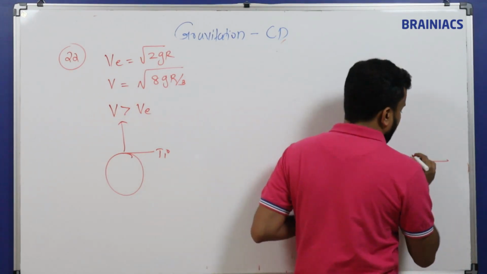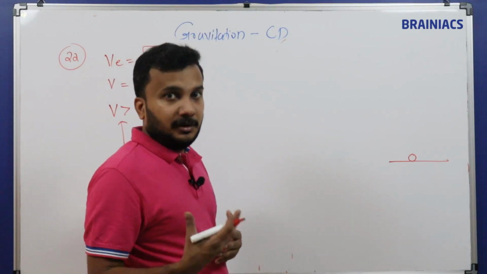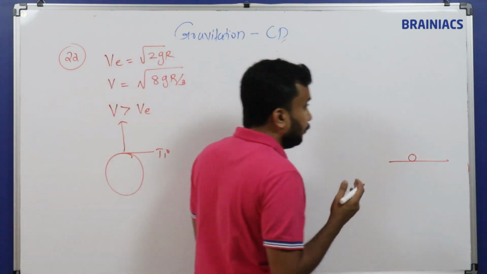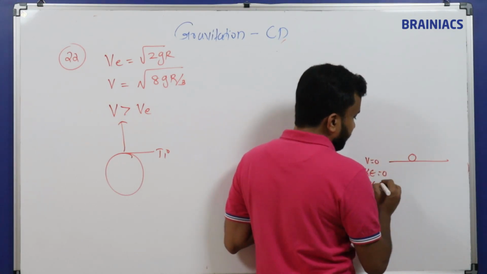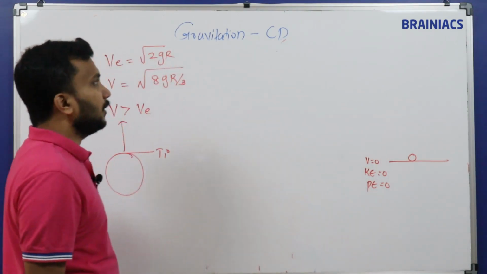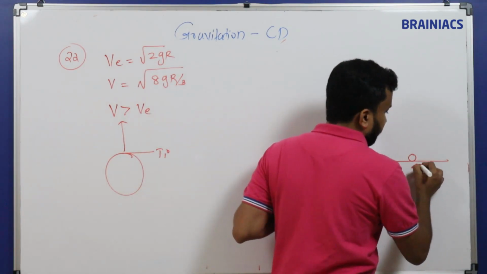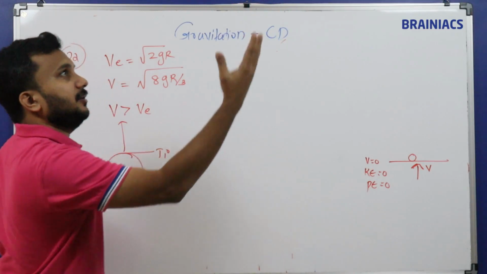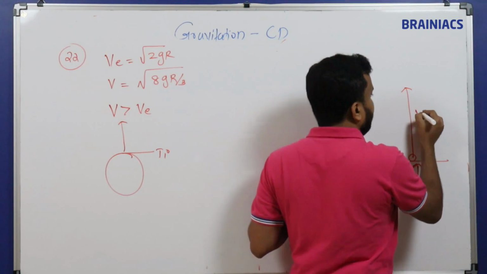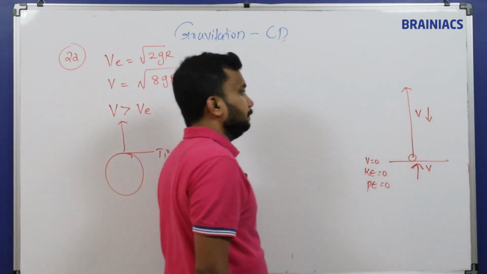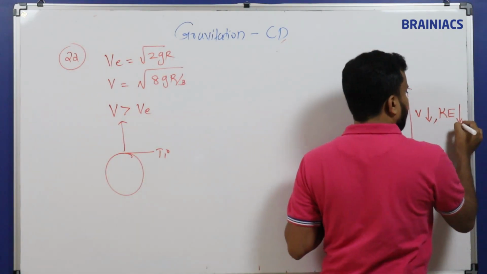Listen very carefully. If I have a ball located over here, and it's not moving, for example, then velocity is equal to 0 and hence kinetic energy is equal to 0, potential energy is equal to 0. Now I am giving some initial velocity over here, I am just throwing it away. If you are going upward, the velocity decreases. If velocity decreases, then the kinetic energy of the body decreases.